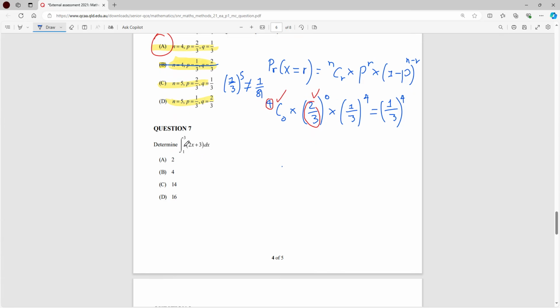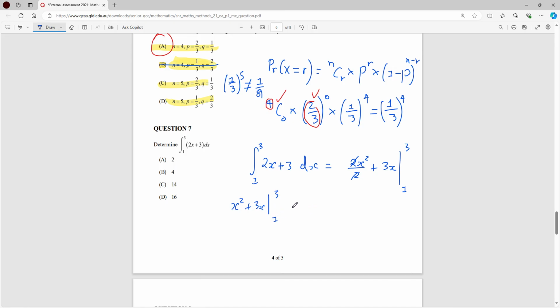Now, with this one here, this is just a straight up power rule. So if we're integrating 2x plus 3 dx, and you have the bounds 1 and 3, add 1 to the power, divide by the new power. So here, that would be 2x squared over 2 plus 3, and then you've got the bounds 1 and 3. The 2's cancel out, so you'll have x squared plus 3x, and the bounds 1 and 3.